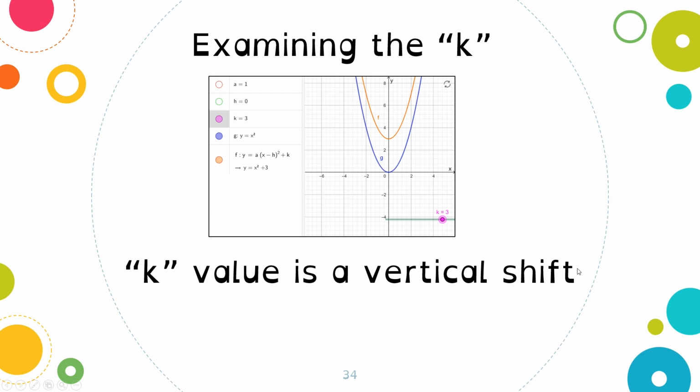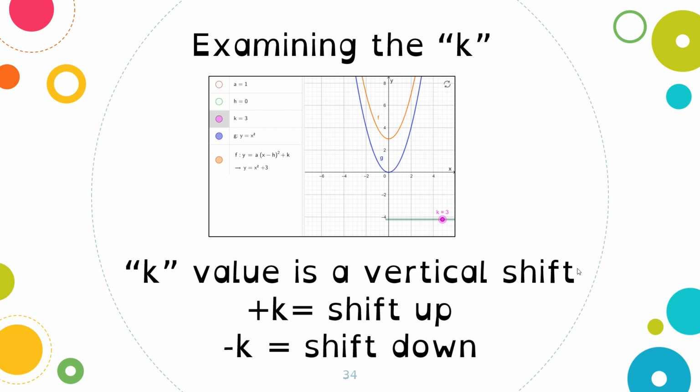The k value is called a vertical shift. That is what the transformation is called. If we have a positive k value, we shift our whole parabola up by that value. And if we have a negative k value, then we shift our whole parabola down by that value. And that's how it works, shifting it up or down based on how much the k value is.